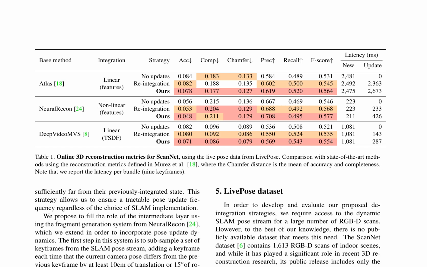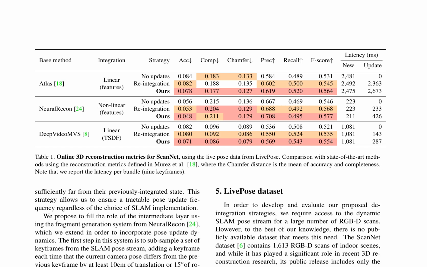The proposed online 3D reconstruction framework incorporates dynamic SLAM pose updates, utilizing an intermediate layer to bridge the gap between SLAM and scene reconstruction. This layer employs a fragment generation system from Neural Recon, which subsamples keyframes from the SLAM pose stream, adding a new keyframe when the current camera pose differs from the previous one by at least 10 centimeters of translation or 15 degrees of rotation.